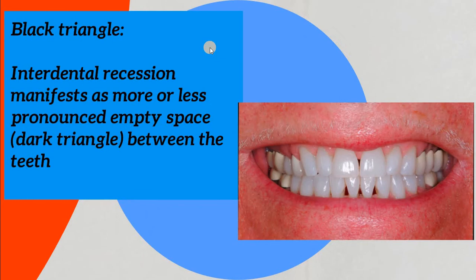The term black triangle, it's a cosmetic term used by the periodontist while doing a surgical operation or some procedures for hiding the black holes, which are the interdental recession manifesting as a more or less pronounced empty space between the teeth. We name it a black hole or black triangle. These are an aesthetic issue, a concern of some patients that should be treated, and there are various ways, surgical and non-surgical.